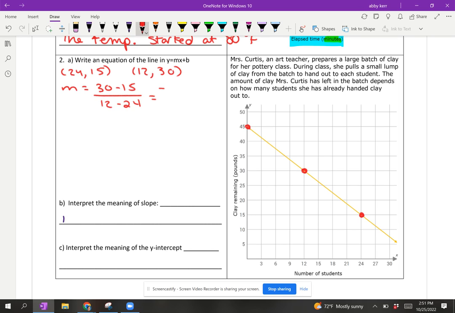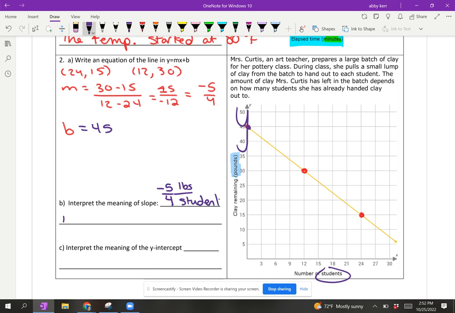So if I just do this in my head, it would be 15 over negative 12, but we want that to simplify. And then we would get negative 5 over 4. And then my b value is where we're beginning. So we're beginning at 45. Now this is where we have to be mindful. It is y over x. So we're talking about pounds for our y value, and then we're talking about students for our x.